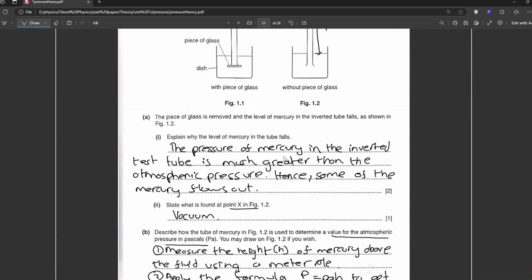This marks the end of the past papers for pressure. If you have any questions, you can ask.